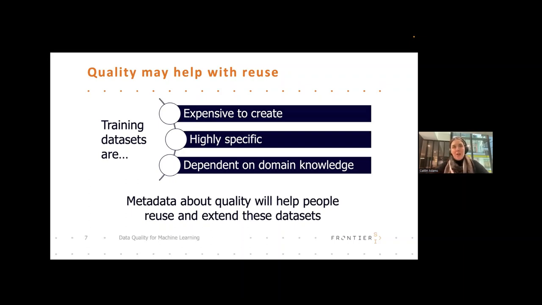So for example, if there was higher level information for our trees training data set that said, these are the bioregions across Victoria that we have training samples in, and that might link to other information about the kind of vegetation that you see in those areas. That's the kind of thing that will give people a much better insight into whether the data can be reused for a different purpose.